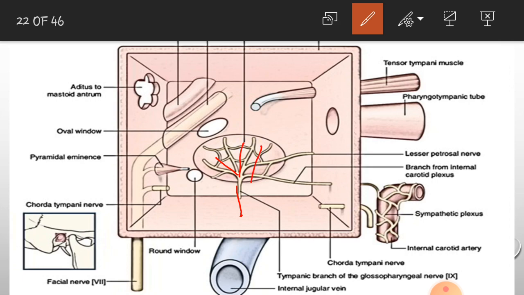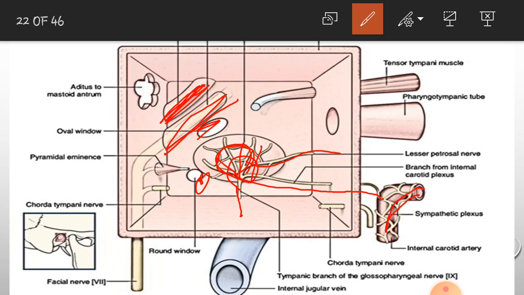Here also we can see that the tympanic nerve of Jacobson arises here, makes up this plexus, and there's a branch coming from the sympathetic plexus around the internal carotid artery here. This branch carrying the sympathetic fibers joins this plexus, and then from this plexus arises the lesser petrosal nerve here and leaves the middle ear cavity. Then we can see that the round window is here, the oval window is here. Then this is the canal for the facial nerve. This is the canal made up by the lateral semicircular canal. These are the features that we see on the medial wall.